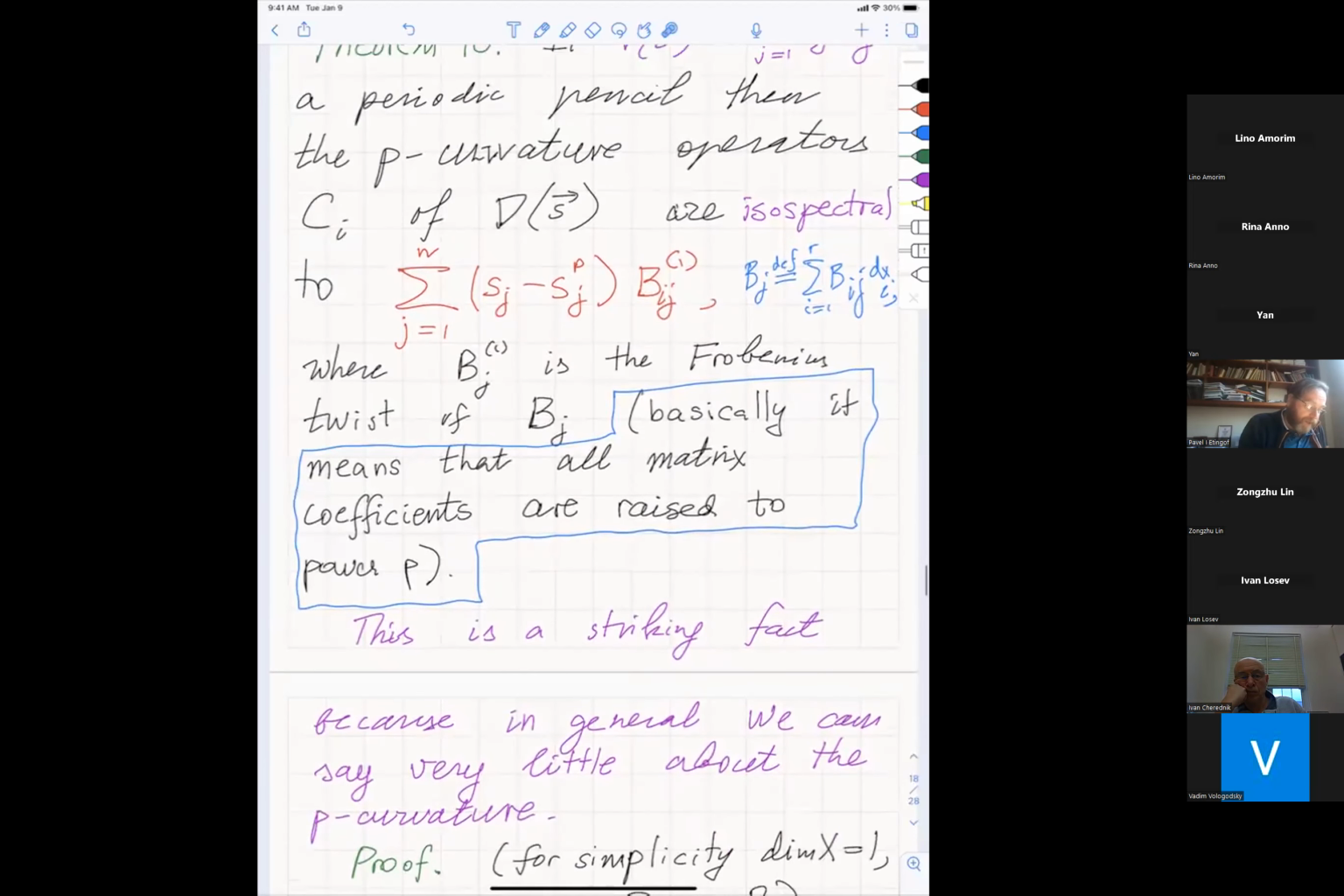So this is a striking fact, because in general, if I write a random differential equation, and even some nice differential equations such as the Lamé equation, or more generally Hitchin equations, you cannot compute these eigenvalues in any explicit form.